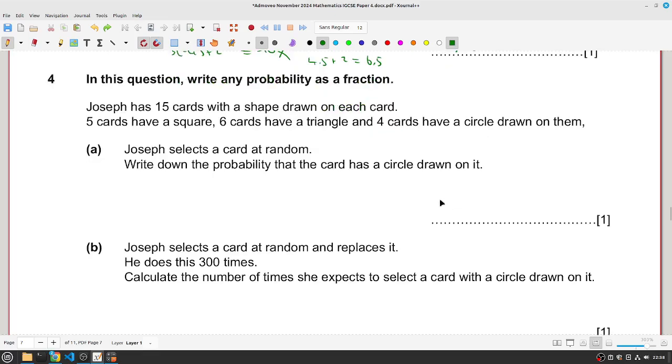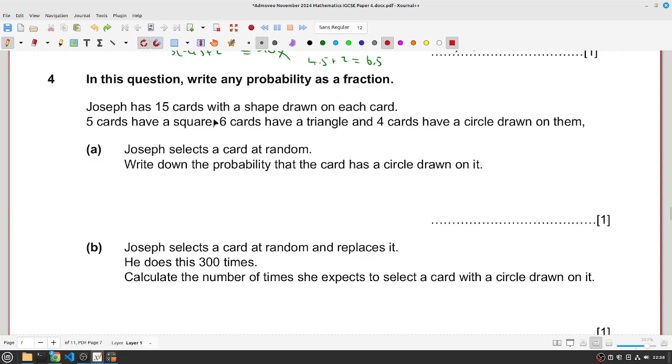Fantastic. Question 4, we move on to probability. So for this one, let's do red. Okay, in this question, write any probability as a fraction. So don't write a percentage or a decimal. They ask for a fraction. And they also wrote it in bold, so we have no excuses for missing that.